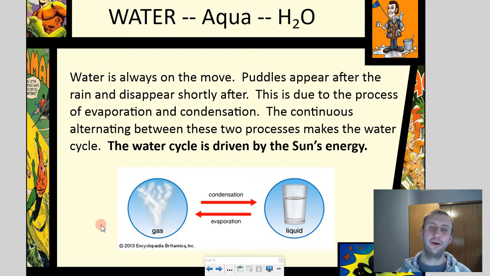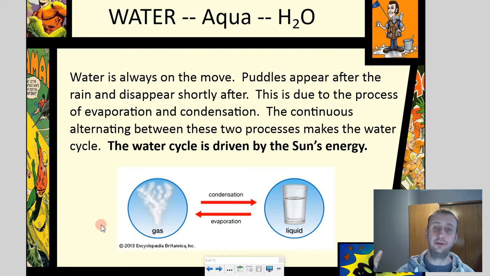Anyways, water is always on the move. Now we're getting into the water cycle. We're learning a little bit about how water moves around our world. Puddles appear after the rain, obviously, and disappear shortly after. We saw a lot of that this weekend. This is due to the process of evaporation and condensation. The continuous alternating between these two processes makes the water cycle.